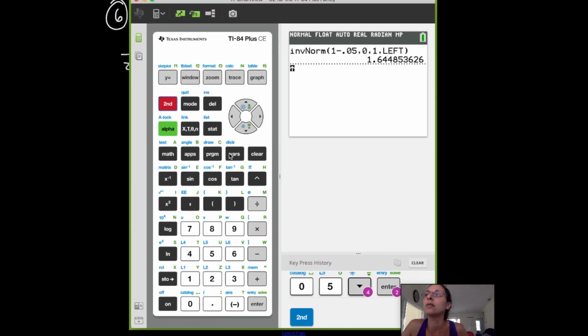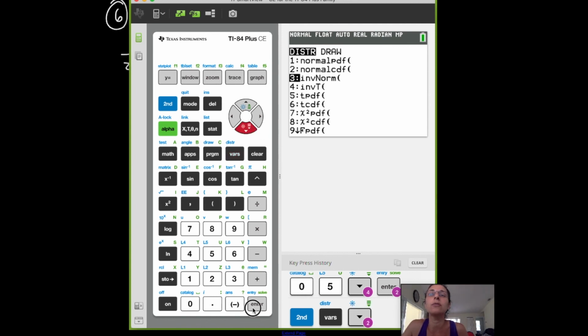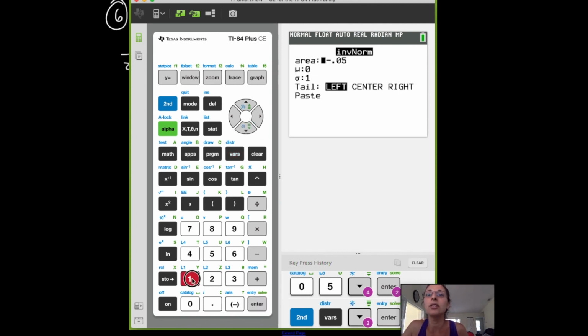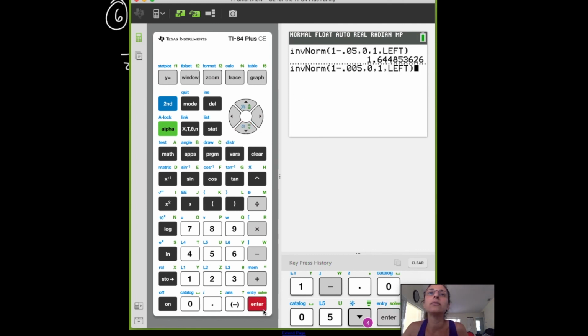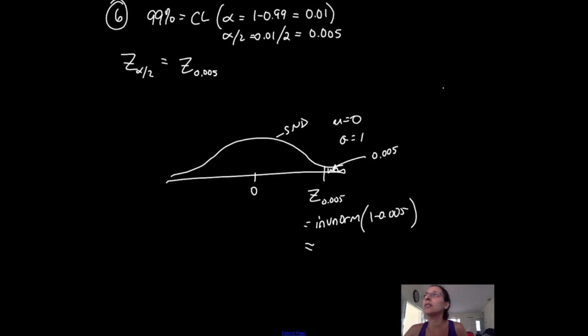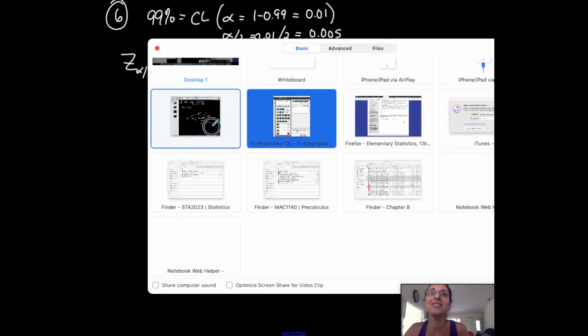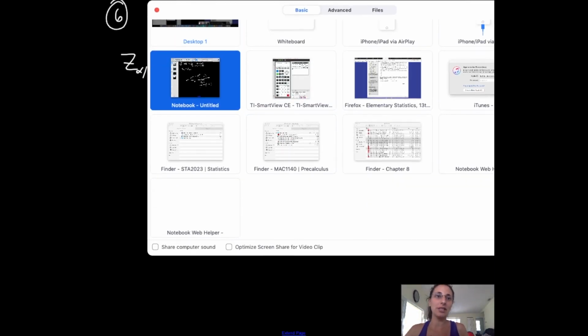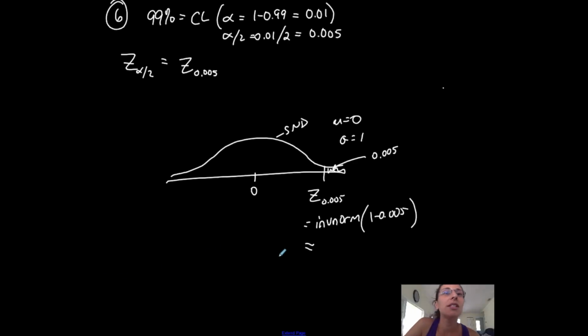Second, bars down to inverse norm. I don't know how many times you guys have already done this. 1 minus 0.005. Just be careful with your decimals. Mean is 0, standard deviation is 1 because I'm on an SND curve. 2.576. Rounded to the nearest 3 digits. 2.576 is the critical value that corresponds to a confidence level of 99%.